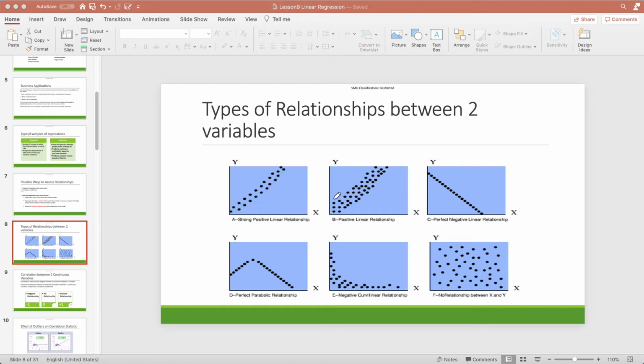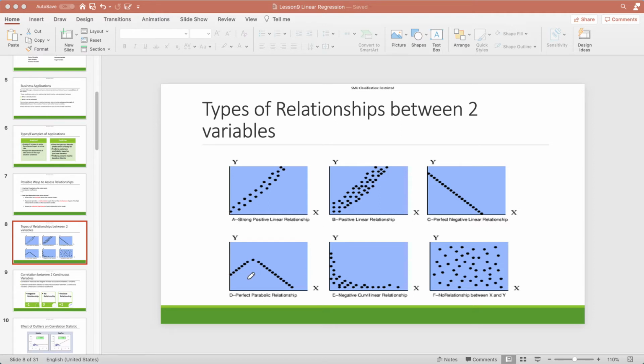Now if you look at this plot here, this is also a linear relationship, but it is less strong as compared to this positive linear relationship. And how about this one? This is a perfect negative linear relationship. Negative means inverse. So when y increases, then x is basically decreasing. That is the relationship that we have for this particular variable.